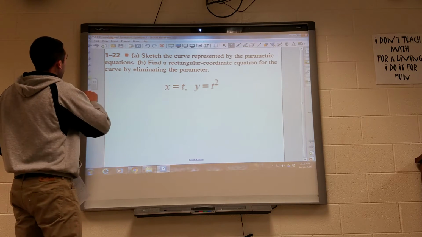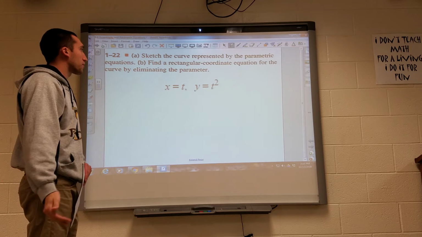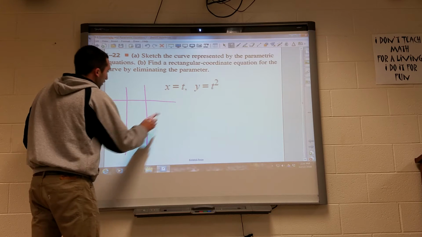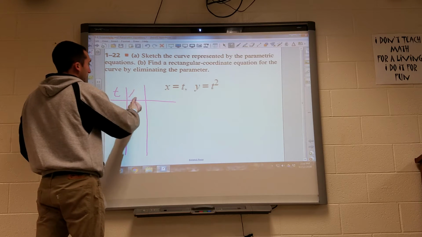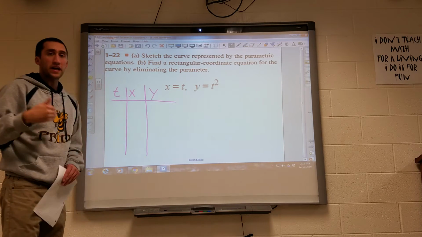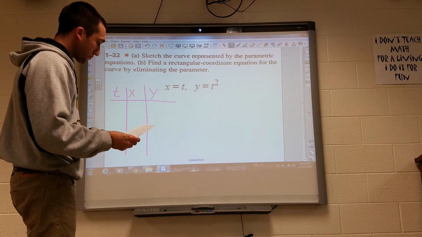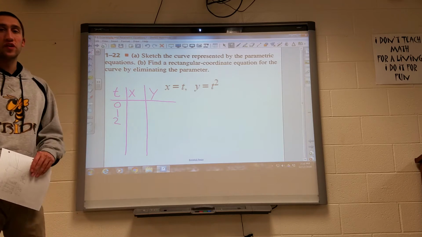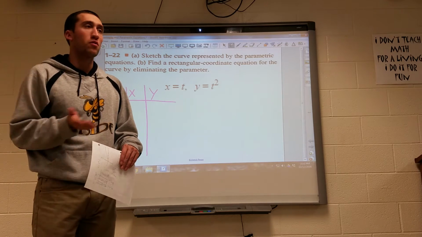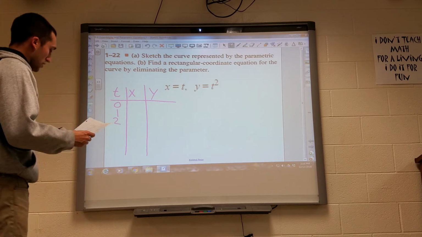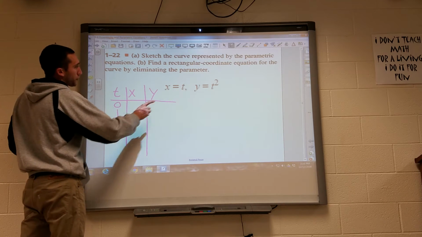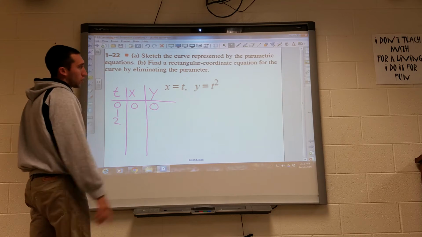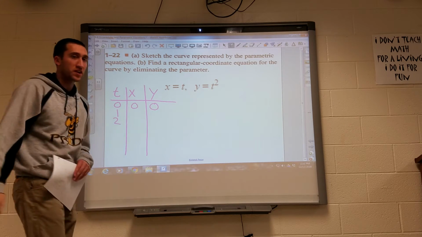In order to graph it first, before going to a rectangular equation, we're going to make a table. Our table is going to have t, and then x and y, depending on what t value we plug in. I like to start with 0, 1, 2, and we'll see if we need to add more t values after that. When I plug a 0 in for t, I get a 0 back for x, and a 0 back for y.